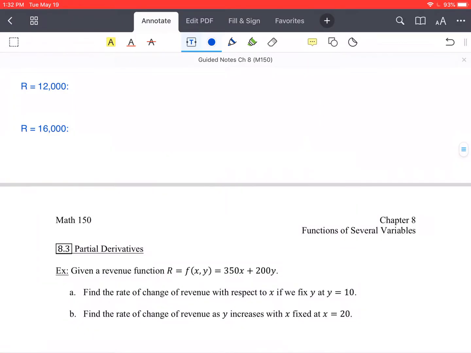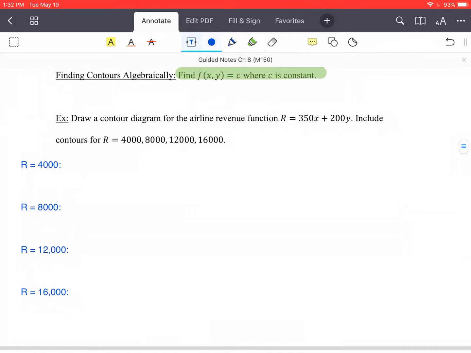So there we go. We can just take the function, set it equal to that value of r, so we get 350x plus 200y equals 4,000. Solve that for the equation in terms of y equals. So y equals, if we subtract the 350x over to the other side and divide both sides by 200, we're going to get negative 7/4 x plus 20.